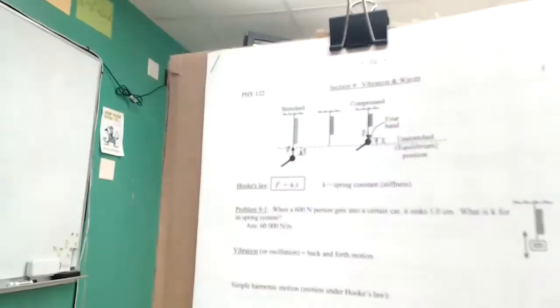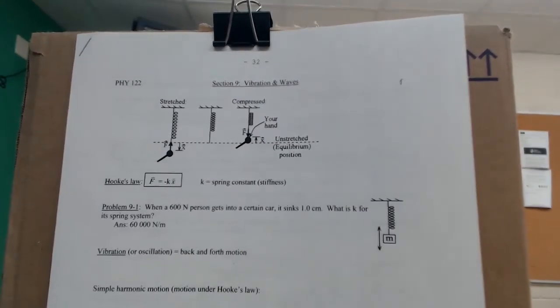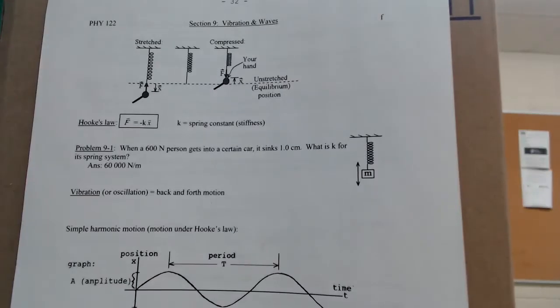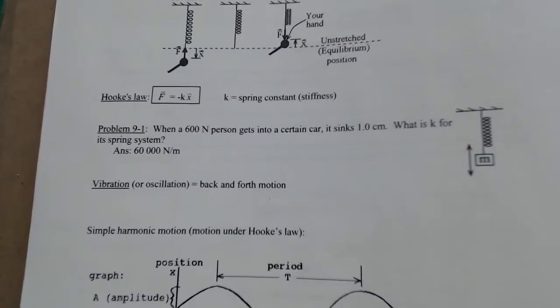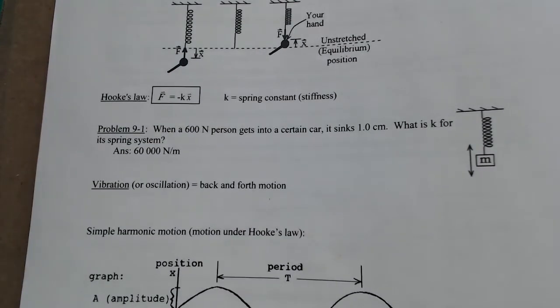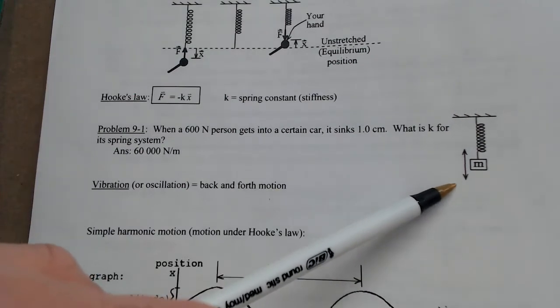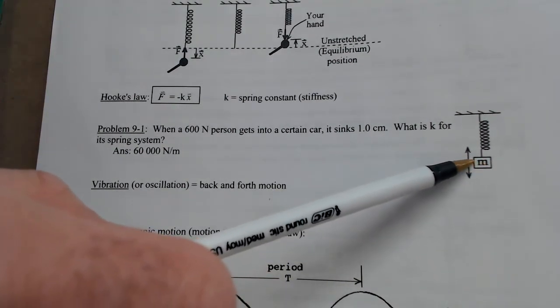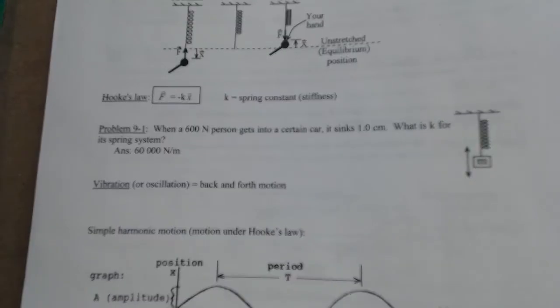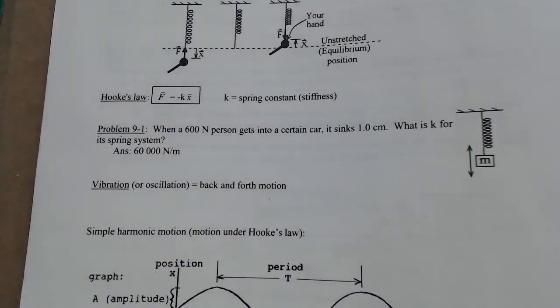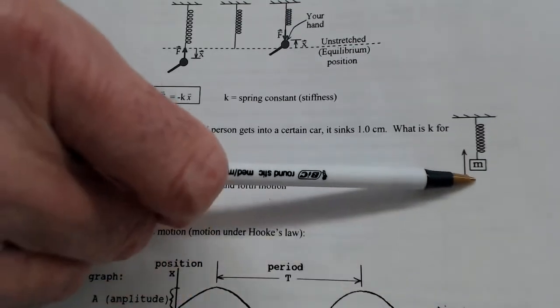So back over here to the note packet. Slide another book under it so it sits a little higher. So vibration, or another word that basically means the same thing as oscillation, is when something goes back and forth, such as this is what the picture over here was supposed to go with. You've got a mass hanging on the end of the spring. You pull it down a little bit, you let go, and the spring pulls upward on the mass.